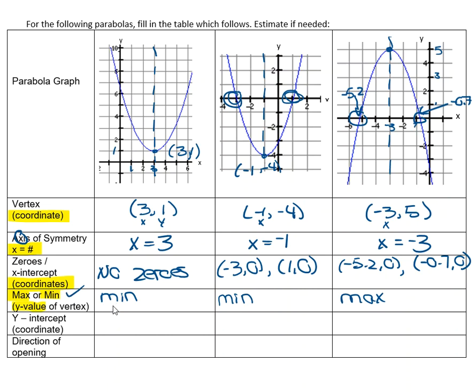Now we have to find the y value. So it's always the y-axis that we're looking at for the maximum or the minimum. In this case, the minimum the parabola gets to is right there, and that's at a y value of 1. That's where the minimum is. The next one has a minimum value at y equals, where is it? Right here, y equals negative 4. The third parabola has a maximum when my y is equal to 5.